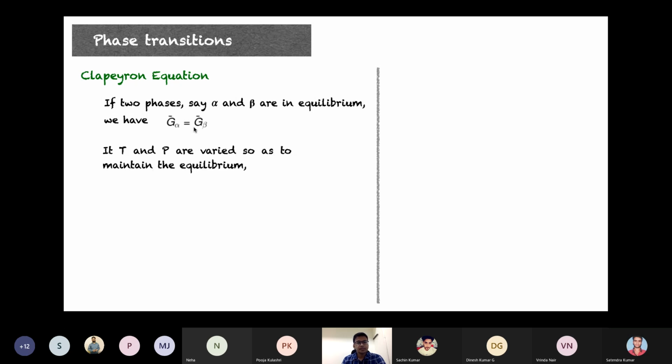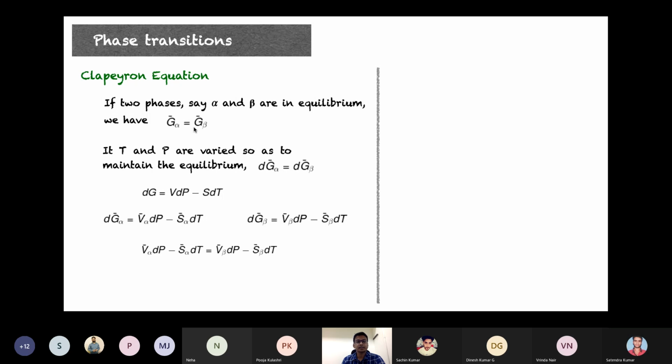Now, sorry, there is a mistake. If the temperature and pressure are changed, while still maintaining the equilibrium, then the change in free energy in the alpha phase and the change in free energy in the beta phase should be equal. And from thermodynamics, we know that dG equals V dP minus S dT, where V is the volume and S is the entropy. So we can write these two equations for each phase, and as these should be equal, we can equate the right sides of these two equations, and from there we can calculate dP by dT.